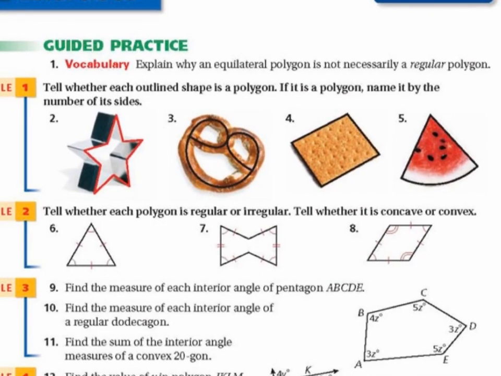Okay, so number 2 says, tell whether each outlined shape is a polygon. If it is a polygon, name it by its number of sides. So a polygon needs to have straight lines, and they can't overlap. So for number 2, is this a polygon? Yes. And how many sides does it have? 1, 2, 3, 4, 5, 6, 7, 8, 9, 10. So how do we name it by its number of sides if it has 10 sides? Decagon.